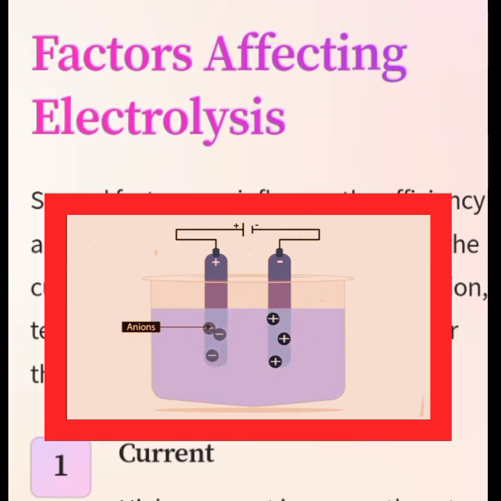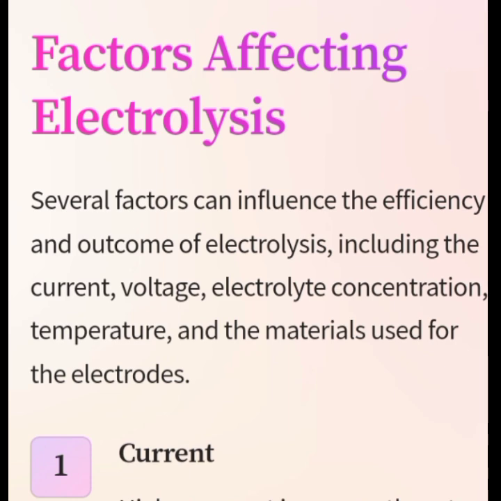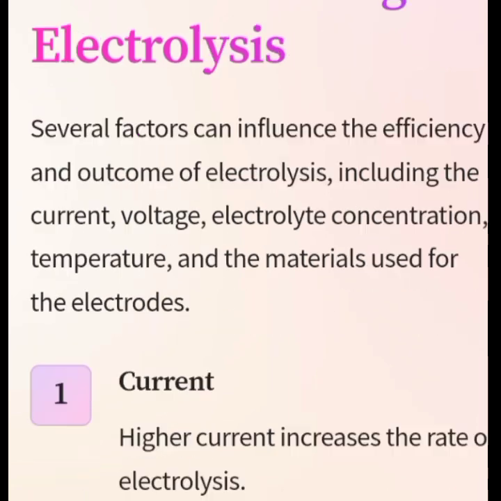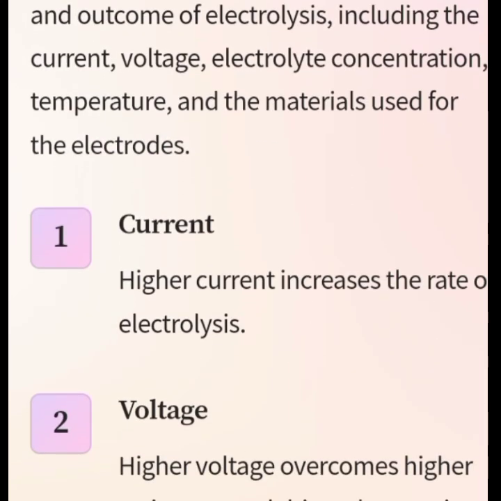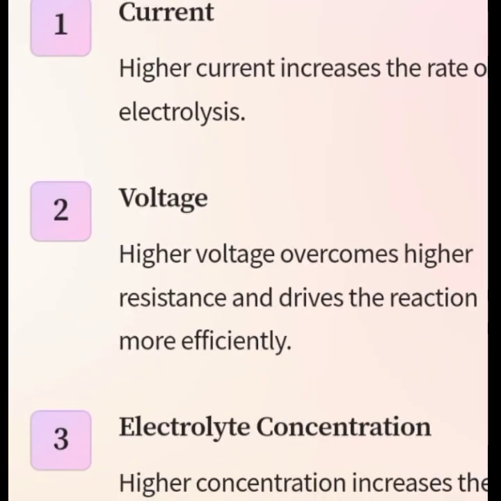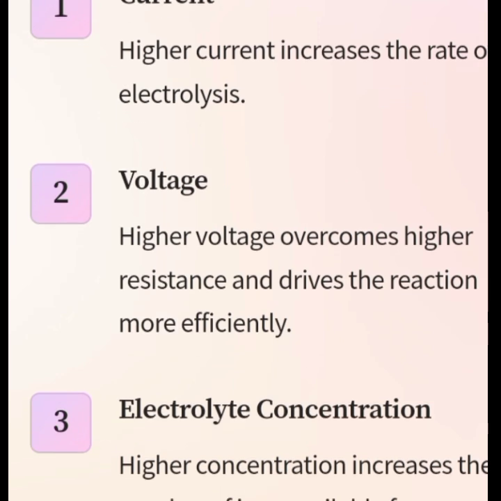Now let's see the factors that affect electrolysis. The first factor here is current. Higher current increases the rate of electrolysis, as the higher the current, the faster the rate of electrolysis. Second one is voltage. Higher voltage overcomes higher resistance and drives the reaction more efficiently. That's the more the voltage, the more efficient the process.